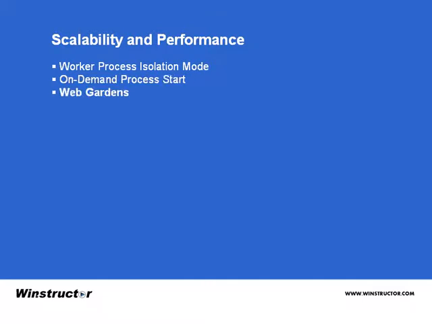IIS 6 also supports web gardens. A web garden is simply multiple worker processes that service an application pool. So if a worker process is busy servicing a request and another request comes in, then these worker processes in the web garden can accept and process those requests for the application pool.